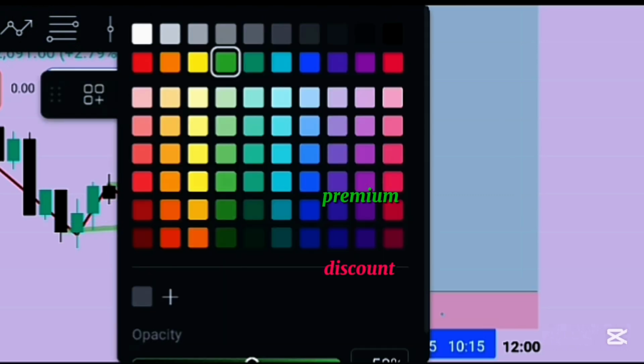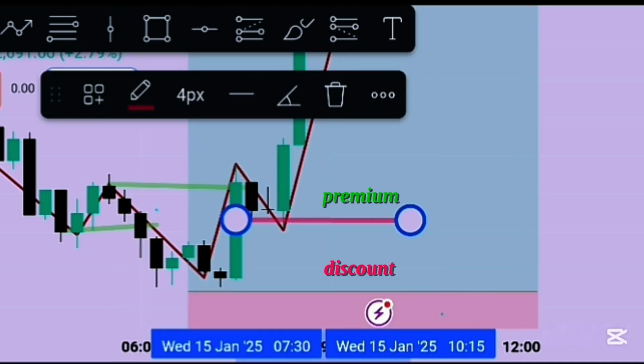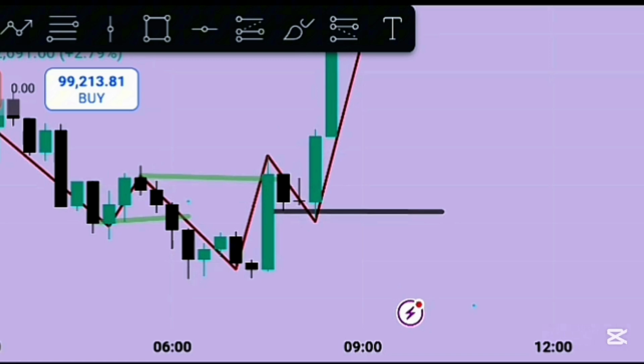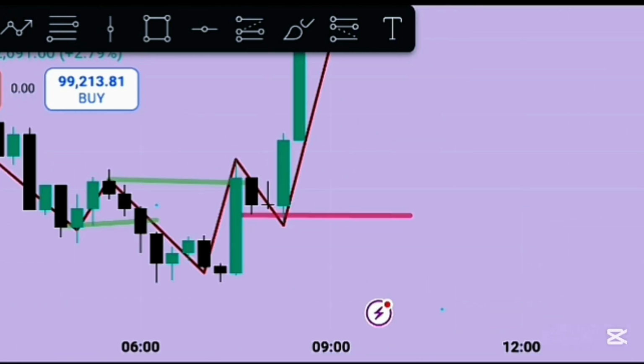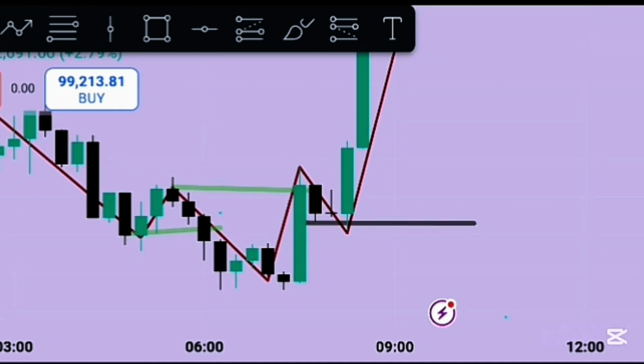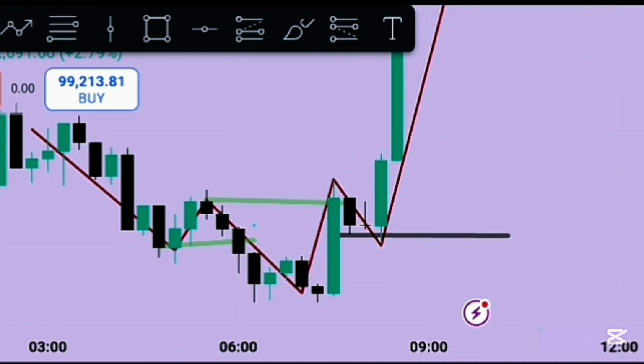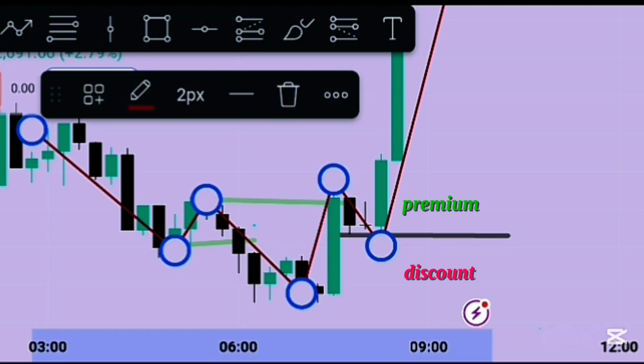We can change this color to black so it won't confuse us, or red. Now, let me change it to black, so it won't confuse us. So obviously, basically this is our PD array, this is our premium zone, and this is our discount zone. Okay, now as you can see, let's take this off so it won't confuse you.